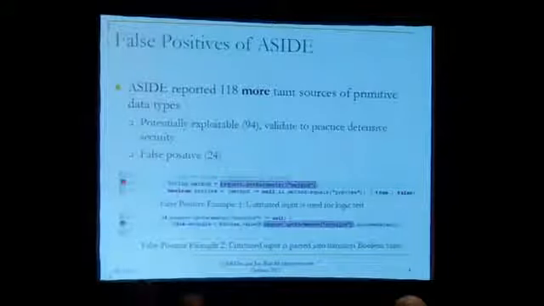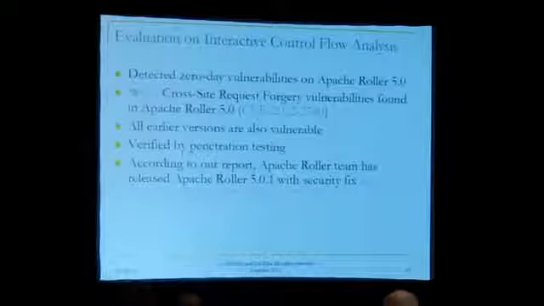So those fall into these categories. There are some false positives as well. An example of a false positive is somebody reading in a binary value that can only be interpreted as true or false. That's very application specific, and Aside wouldn't be able to tell that. So there are some of those kinds of things. Out of the 118, we classify 24 as being of that type. So those are the false positives.